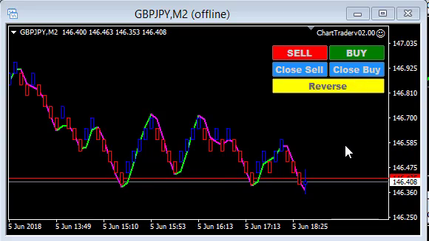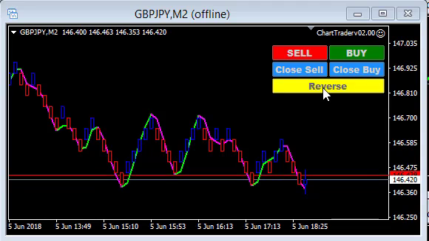And for those of you that are scalpers who like to get in and out of buy and sell trades quickly, we have a reversal button which will close whatever current trade you are in at the moment and then enter a new trade going in the opposite direction.